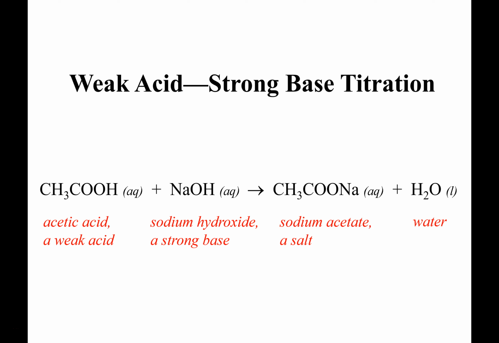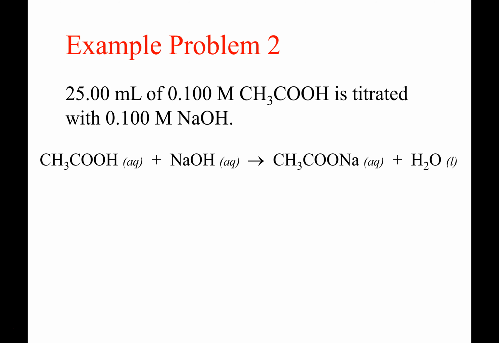So there are always 3 parts to a titration curve, and the chemistry is going to look different depending upon where you are: before the equivalence point, at the equivalence point, or beyond the equivalence point. The other thing that makes the chemistry different is what you're titrating. So let's work this problem.